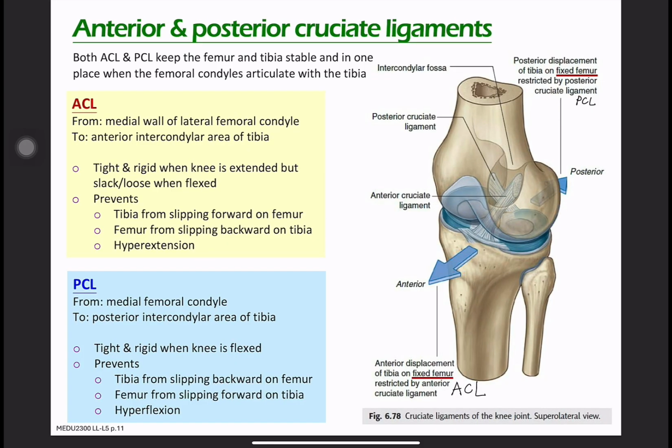The posterior cruciate ligament, PCL, originates from the lateral wall of the medial femoral condyle and then descends backward to attach at the posterior intercondylar area of the tibia. So the PCL is tight and rigid when the knee is flexed. The PCL prevents the tibia from slipping backward on the femur, prevents the femur from slipping forward on the tibia, and also prevents hyperflexion of the knee.